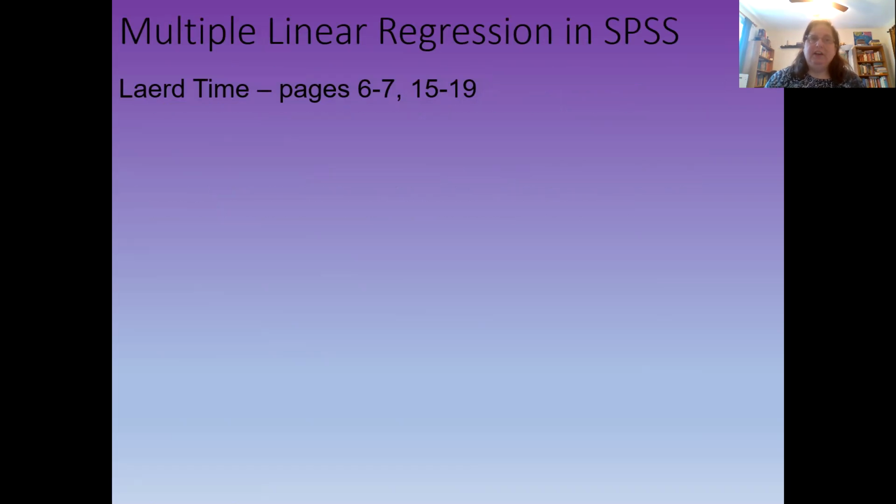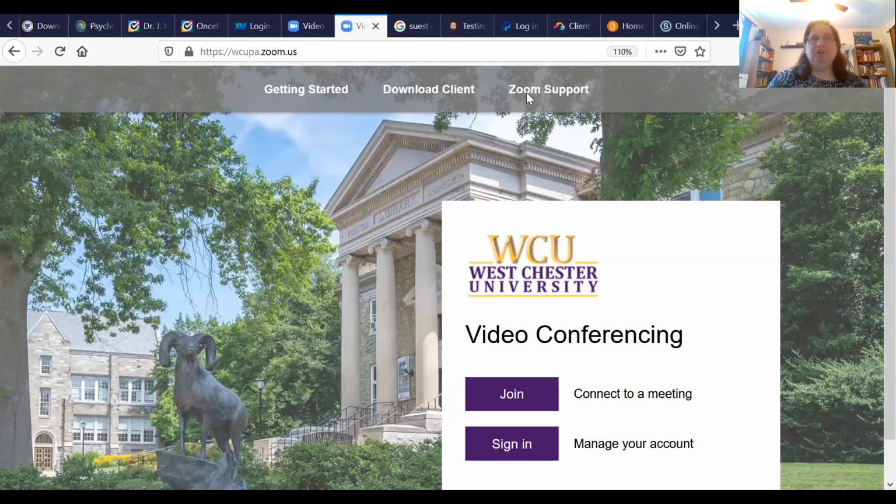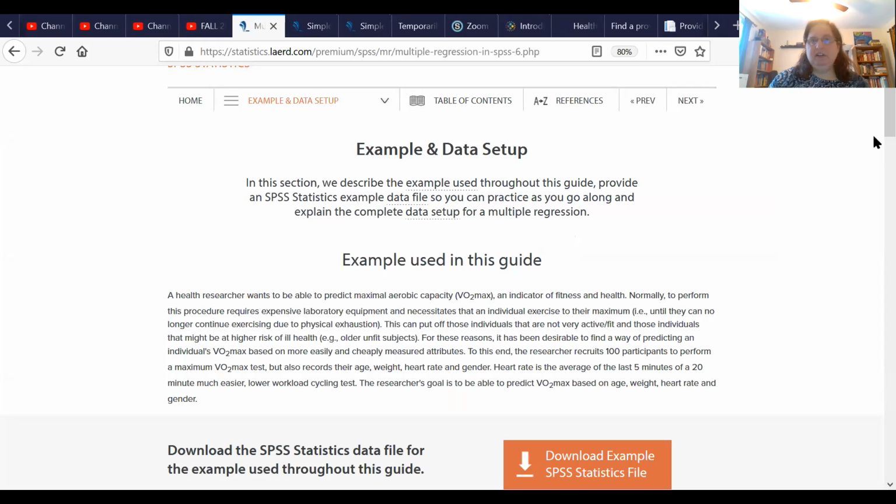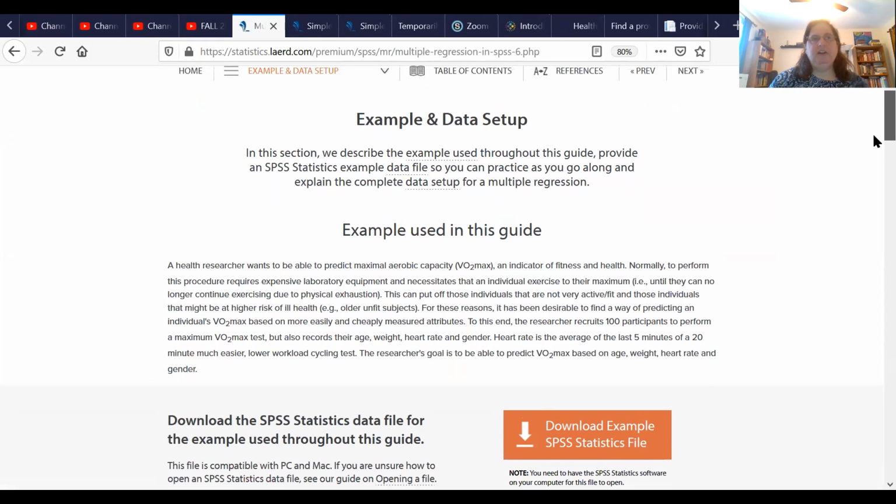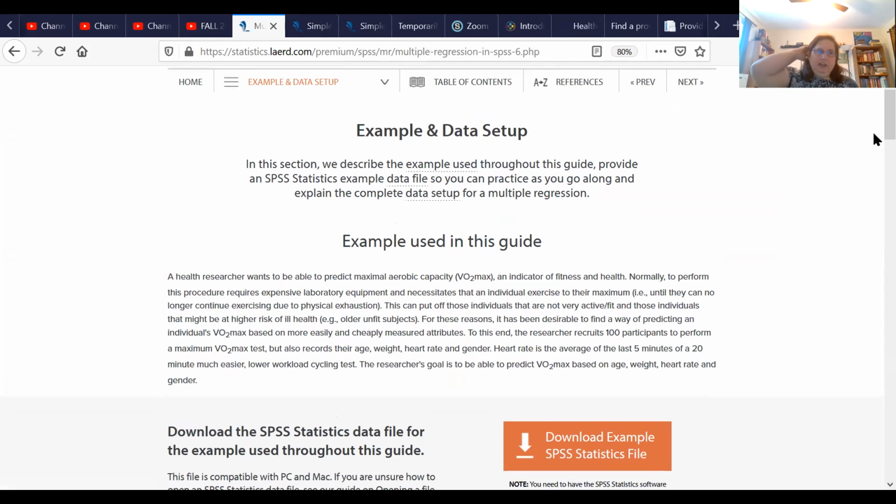Let's go to Laird and talk through an example. Now, we're not going to talk through the actual assumptions because I said we're not going to get into those, but we are going to talk through the rest of it. We're going to talk through how you actually run one. So just give me a second to get to Laird. And we'll start with the example and data setup, and then we'll see if I have to sign in again.